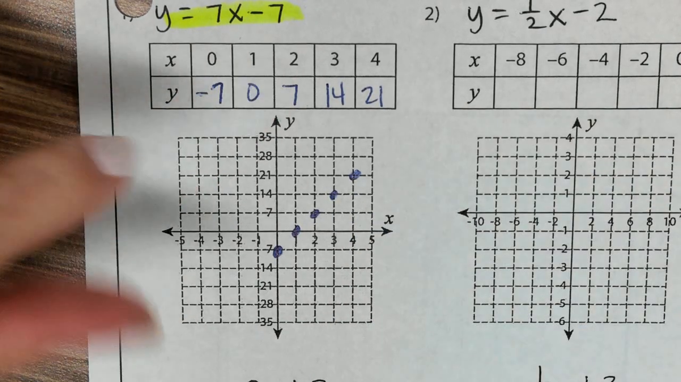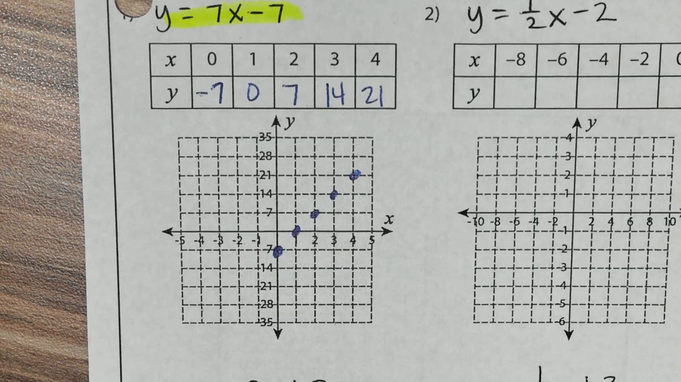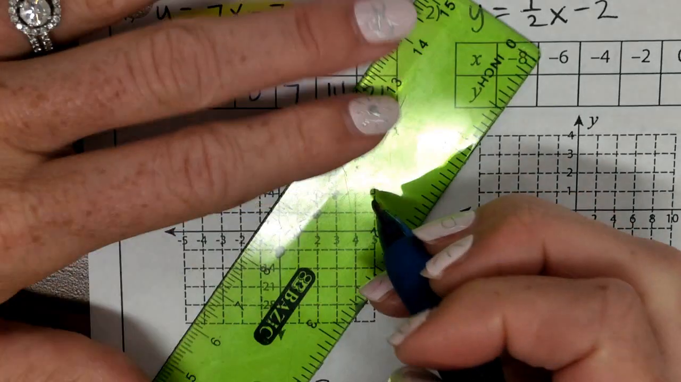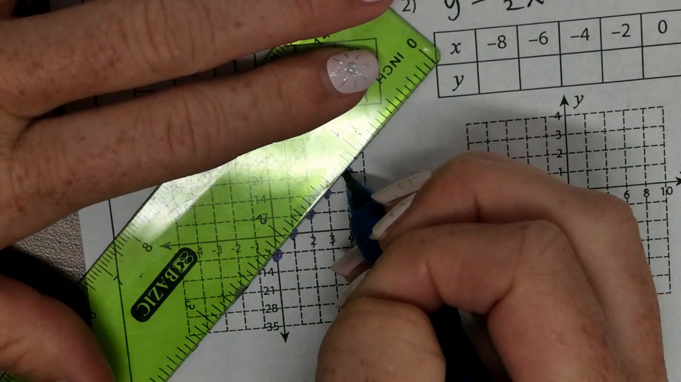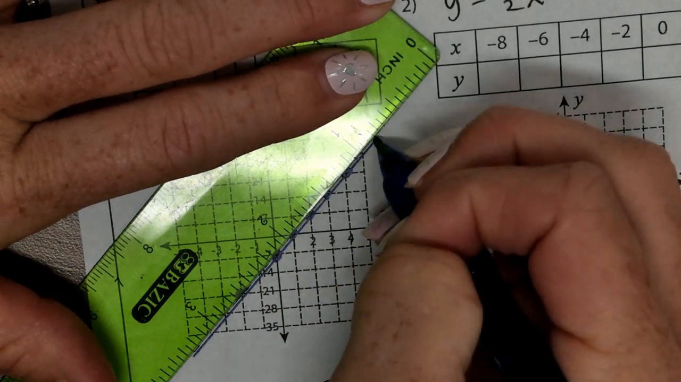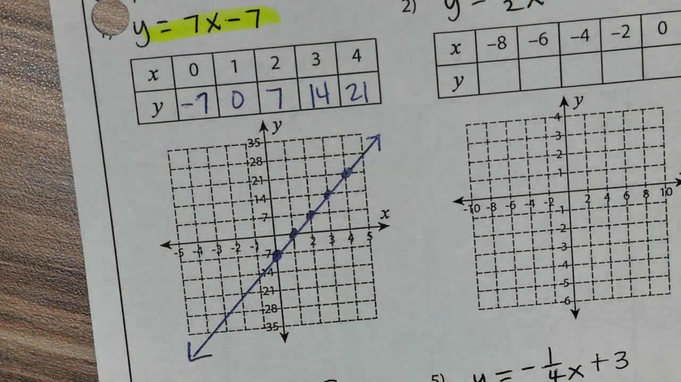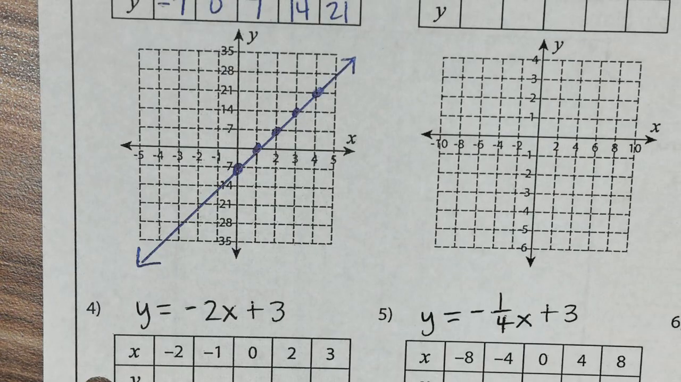It should make a straight line. If it does not, you did something wrong and you need to go fix it. Make sure you put your arrows through both sides to show that the line keeps going forever. There are 9 questions on the front and 2 on the back. Start with the front, okay?